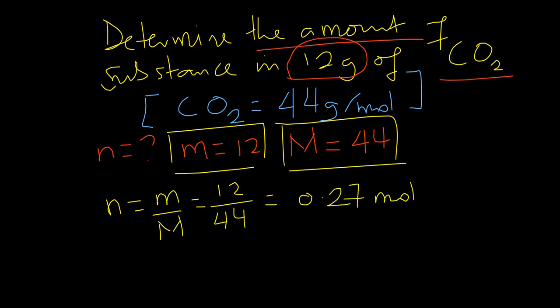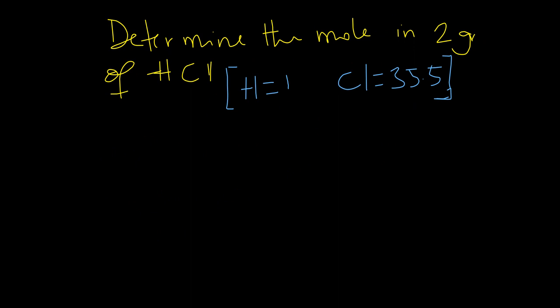So what it means is that the amount of substance in 12 grams of carbon dioxide is 0.27 mole. Simple as that. Let's look at the next question. So in the next question, we've been asked to do what?